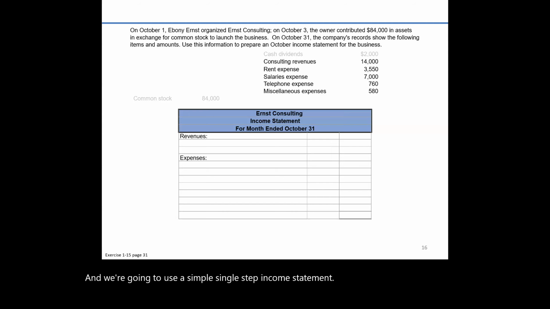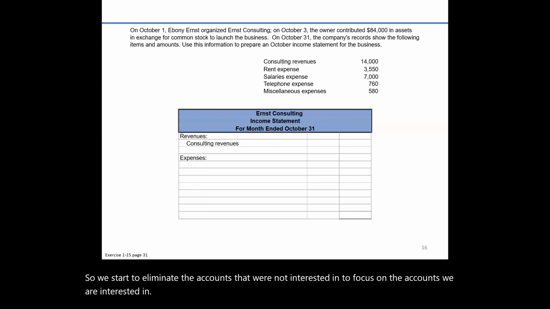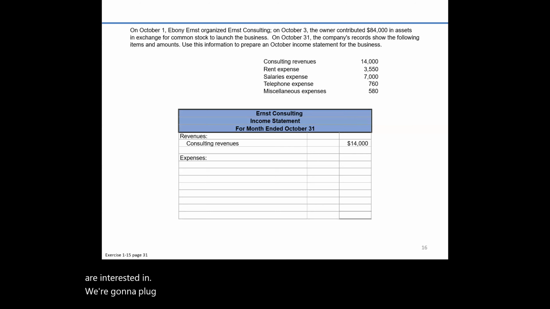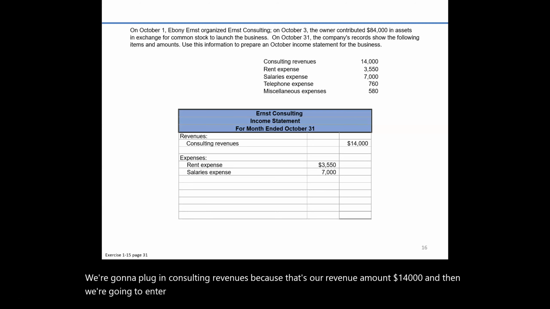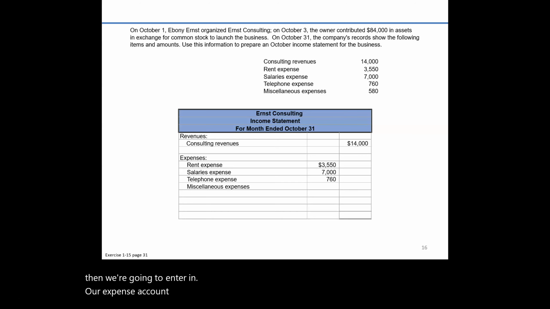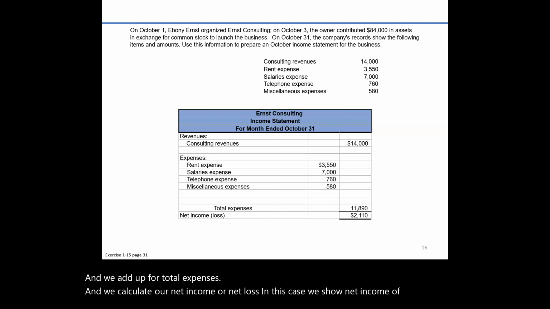So we start to eliminate the accounts that we're not interested in to focus on the accounts we are interested in. We're going to plug in consulting revenues because that's our revenue amount, $14,000. And then we are going to enter in our expense account numbers. And we add up for total expenses. And we calculate our net income or net loss. In this case, we show net income of $2,110.